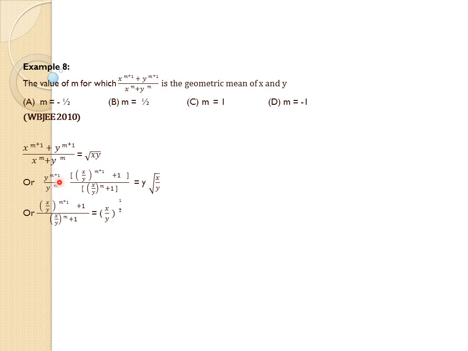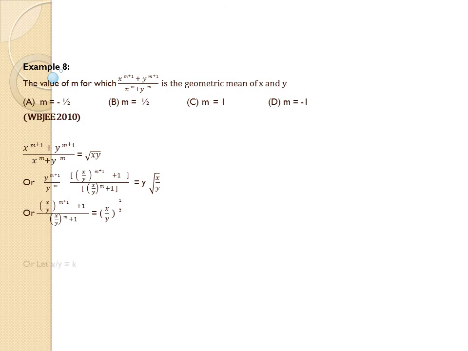So this y and the y in the right hand side cancel each other. So the remaining expression becomes (x by y) whole to the power m plus 1 plus 1 over (x by y) to the power m plus 1, and in the right hand side it is (x by y) whole to the power half. The root over x by y I am just writing in the notation of indices.